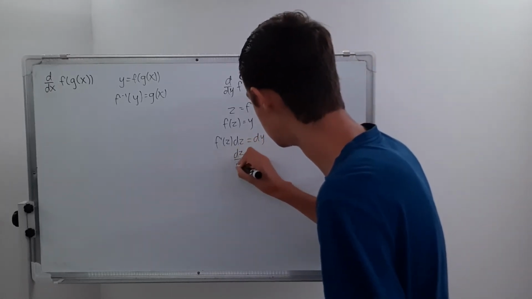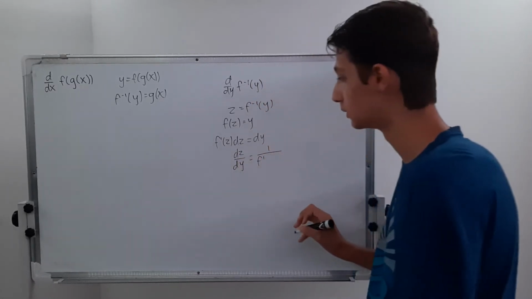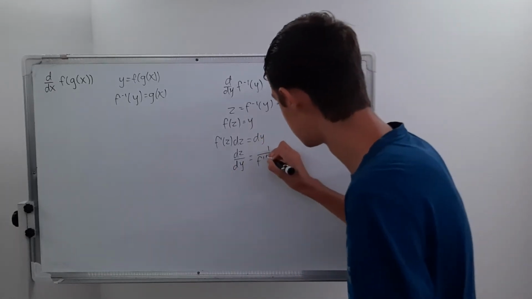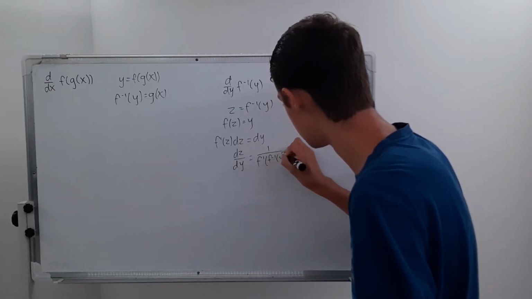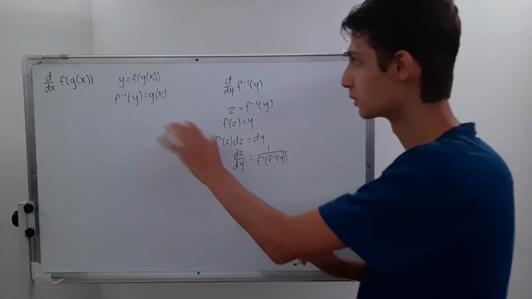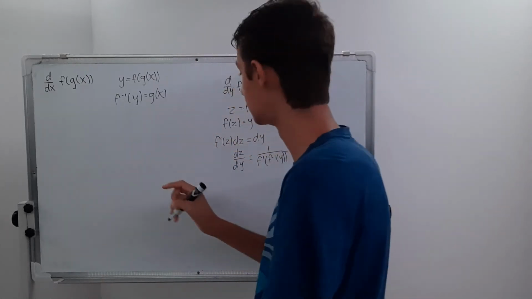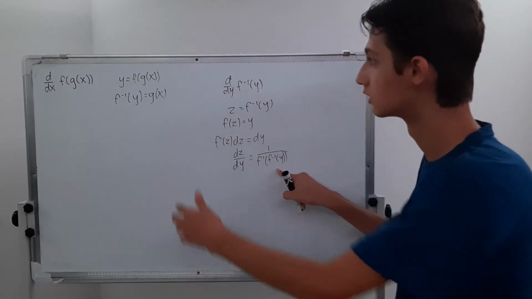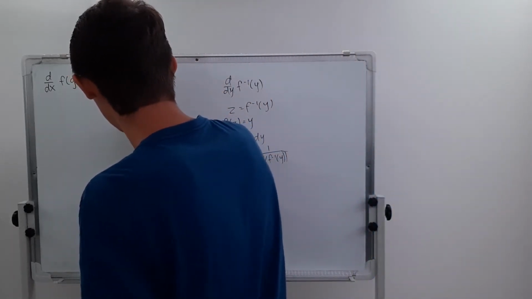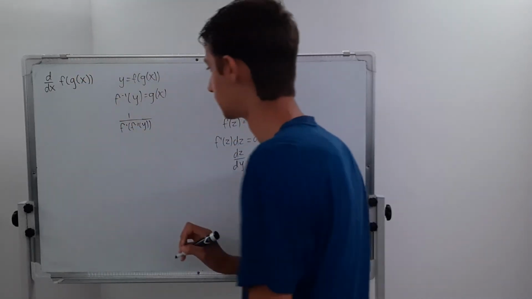So dz dy is equal to 1 over f prime of z, but remember we're doing this in terms of y, so z is just f inverse of y. And that is our derivative of the composition of functions, and we're pretty much done basically. So all we need to do is plug everything in. This is actually in terms of what we need, so that's good. So we get 1 over f prime of f inverse of y.